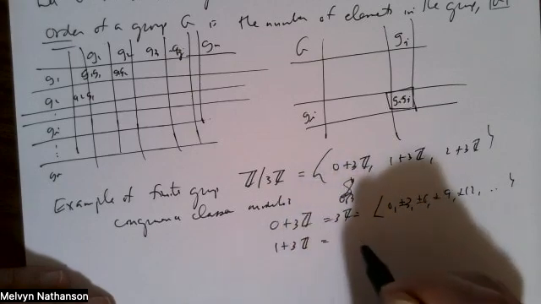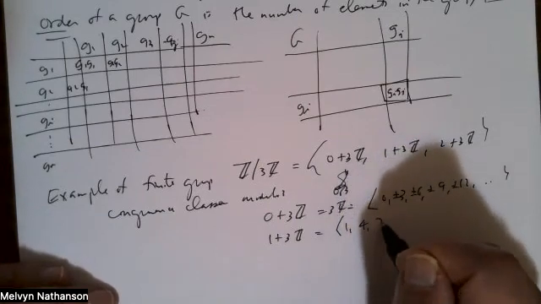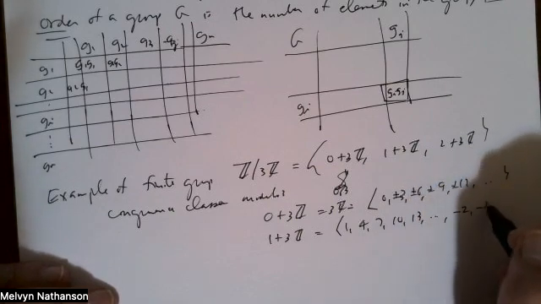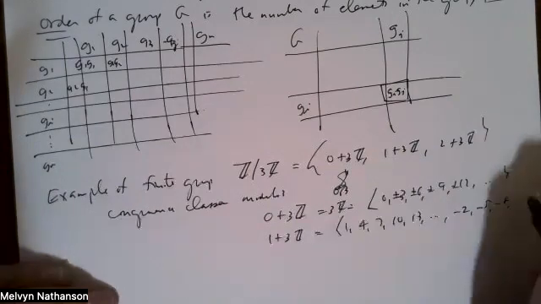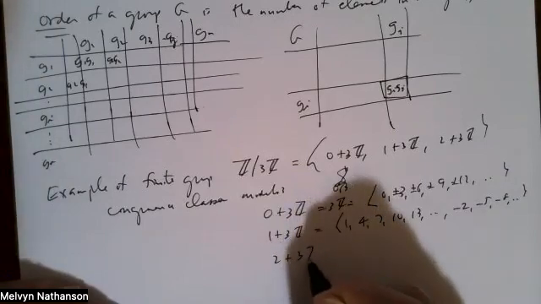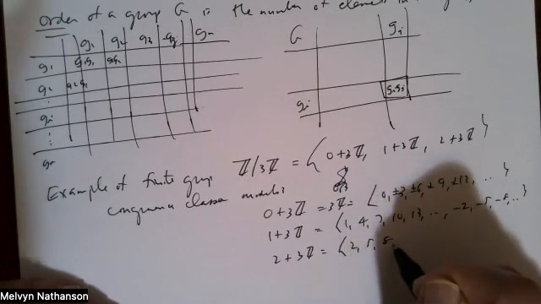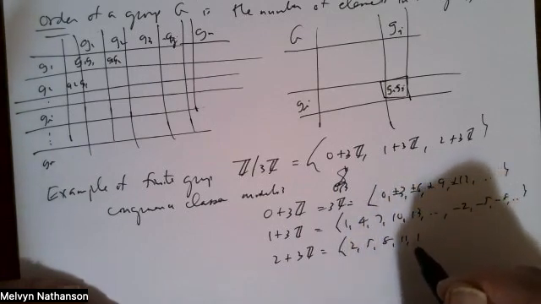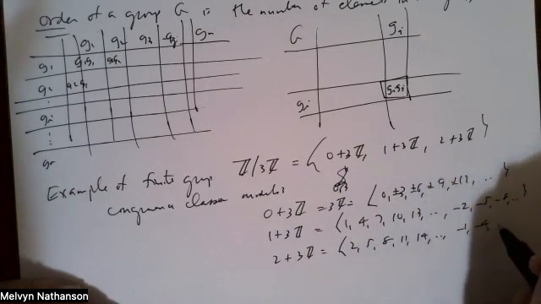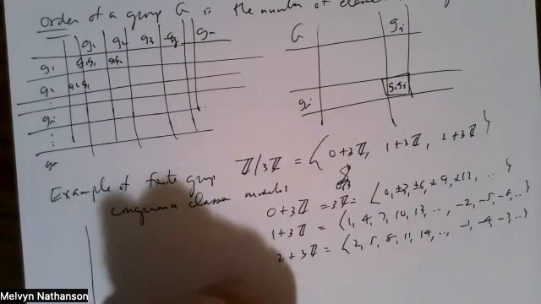1 plus 3Z, this is all the numbers that leave a remainder of 1 when you divide by 3. 1, 4, 7, 10, 13. You also have the negative numbers, -2, -5, -8. Right? These all leave a remainder of 1 when you divide by 3. 2 plus 3Z is all the numbers that leave a remainder of 2 when you divide by 3. And the negative ones, -1, -4, -7, and so forth. So this is a group with 3 elements.